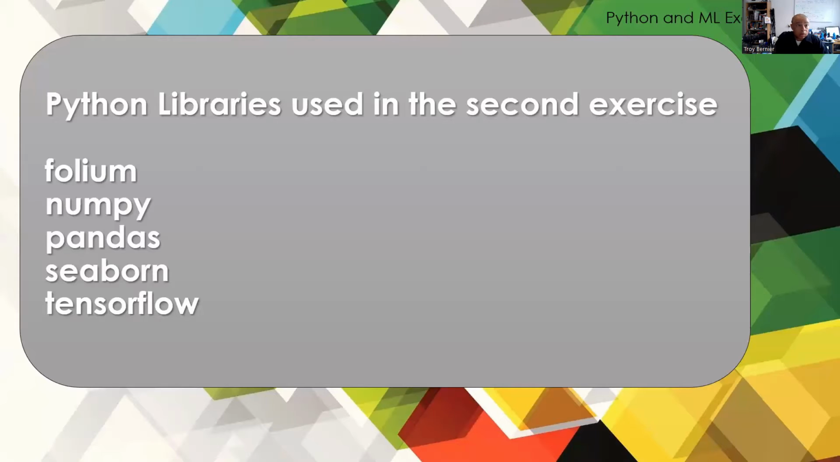TensorFlow is a set of software libraries for machine learning programs, which focuses on training and inference of deep neural networks. Okay, it's a very, very powerful set of libraries that basically allow it to learn from observing data. It's very, very interesting. So we'll see how these work and play out today.